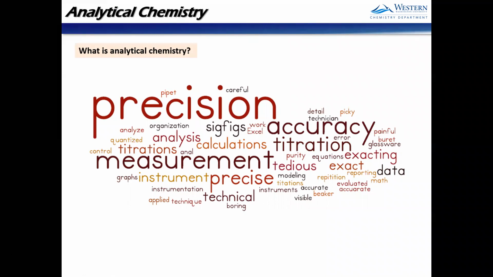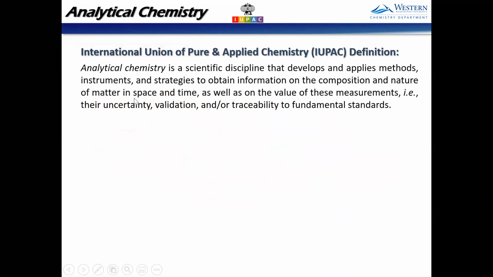You think about analytical chemistry as pipette, titration, right? You're thinking about precision and accuracy, and this is all right, but what is the official definition? The International Union of Pure and Applied Chemistry defines analytical chemistry as a scientific discipline that develops and applies methods, instruments, and strategies to obtain information on the composition and nature of matter in space and time, as well as on the value of these measurements.